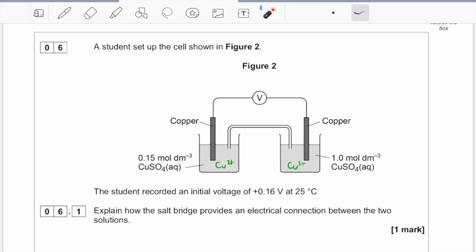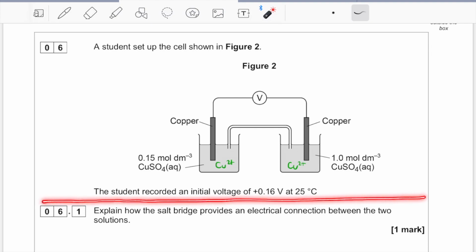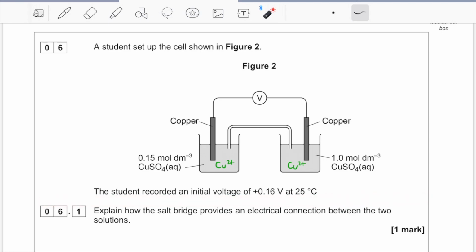If we can continue with what they're telling us before we start any of the questions, so the questions don't really start until after this piece of information. It's telling us that the student recorded an initial voltage of plus, and that's quite important, 0.16 volts at 25 degrees Celsius. So the 25 degrees Celsius is telling us this is a standard condition.